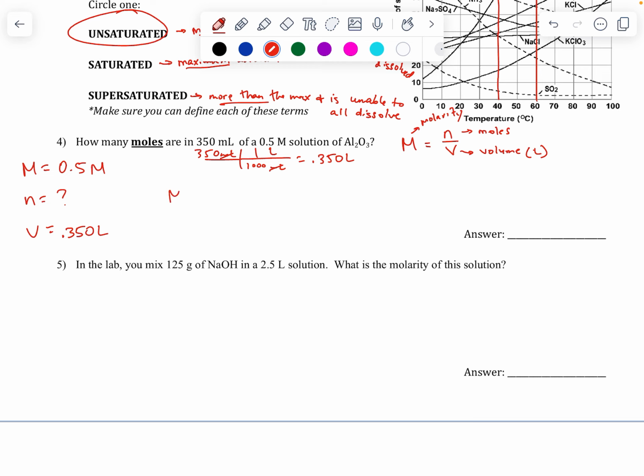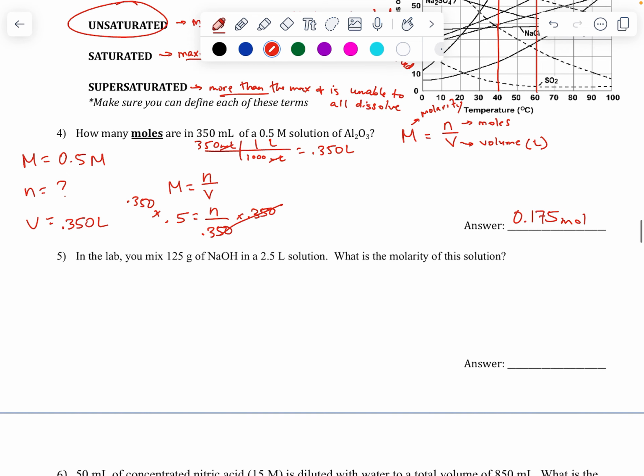So here's our equation. We have n over V. You plug in what you know. That's 0.5 equals n over 0.350. And you multiply both sides by 0.350, and you end up with, I believe, 0.175 moles. All right.